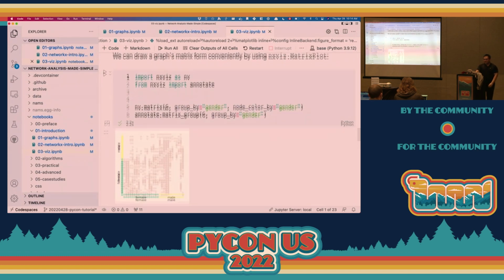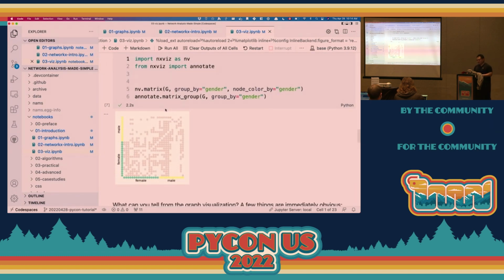So here's one way that we can visualize the network. This is done by creating a matrix plot, all right? So let me explain a little bit about the matrix plot. Just to check with the camera, if I move over to the screen and start pointing, that's totally captured inside the video, right?